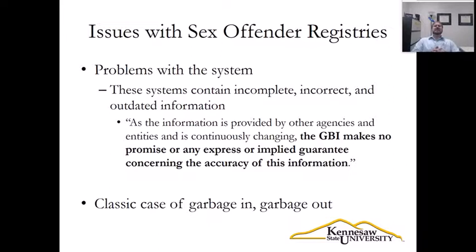So, sex offender registries have been critiqued by several different scholars, and the one article that you're having to read here, the Agan article, brings up some issues. There are several problems with the system. These systems can contain incomplete, incorrect, and outdated information sometimes. You make it a law that sex offenders are required to notify them whenever they change their address and things like that, but that doesn't mean that they always do that.